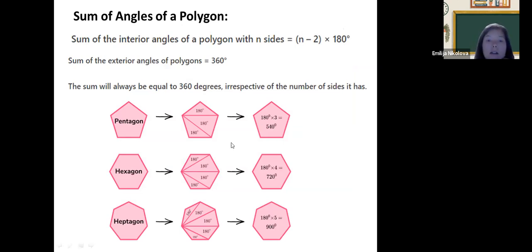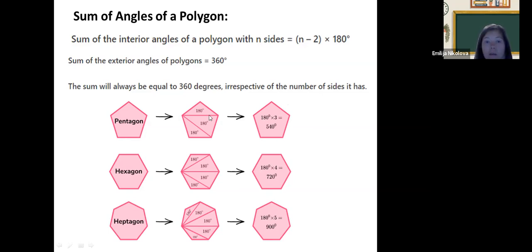Now we have the sum of the angles in the polygon. The sum of the interior angles in the polygon we can find out by this formula: n minus 2 times 180, where n is the number of sides. For example, if it has 5 sides, it will be 5 minus 2 times 180, and we'll find the sum of the interior angles, so all the angles together. And the sum of the exterior angles is always 360 degrees. This is also a really important rule, because for the outer angles, it doesn't matter if it has 5 sides, 6 sides, or 7 sides. The sum of the exterior angles, so the angles that are outside, is 360 degrees.